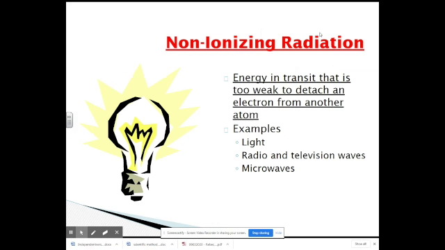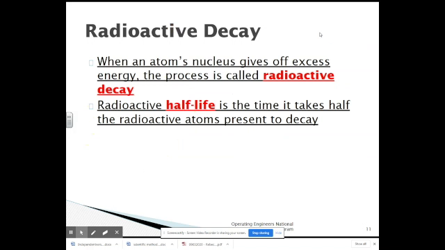And then the other type of radiation is non-ionizing radiation, which is energy in transit that's too weak to detach an electron from another atom. Examples of that are your light, your radio and television waves, your microwaves, things we'll talk about in depth at the end of this unit. Radioactive decay, you'll need to know the definition for this. That is when an atom's nucleus gives off excess energy. The process is called radioactive decay. And you also need to know what a half-life is. That is the time it takes half the radioactive atoms to decay.